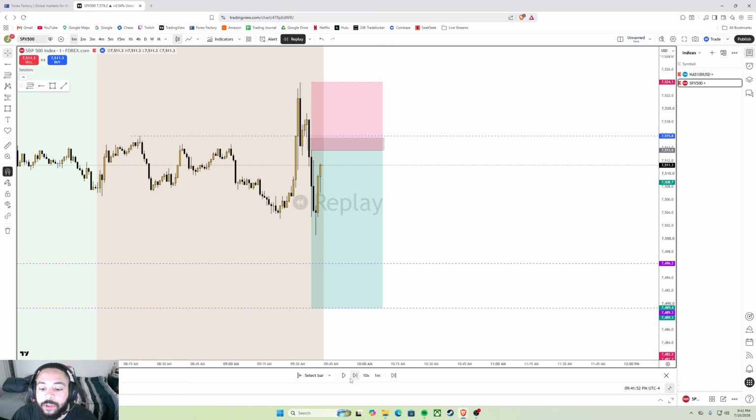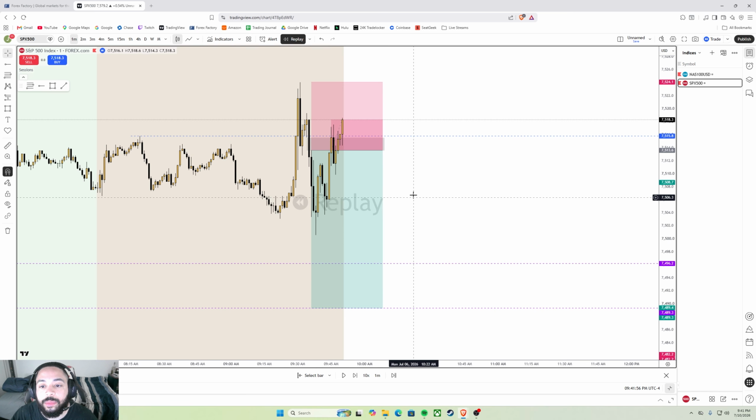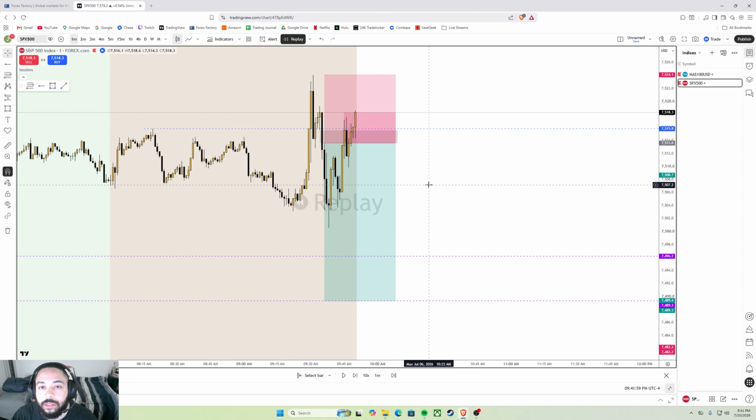Now, if we continue to fast forward, let me just fast forward a couple candles, right? You see price eventually trips us in. So now we are in the position.